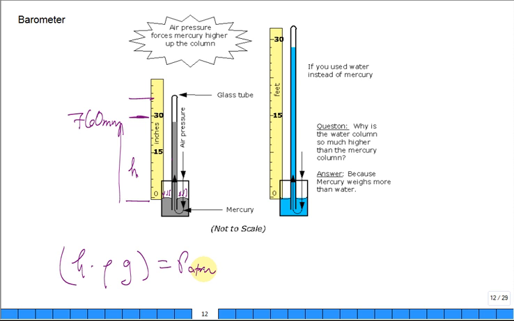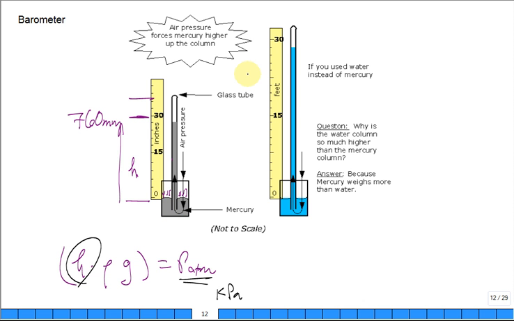So a lot of times they'll talk about the atmospheric pressure. They won't report it in, let's say, kilopascals. They'll report it in inches of mercury column, or centimeters of mercury column, or millimeters of mercury column. Now let's say mercury, it's pretty heavy, it's pretty dense compared to water.